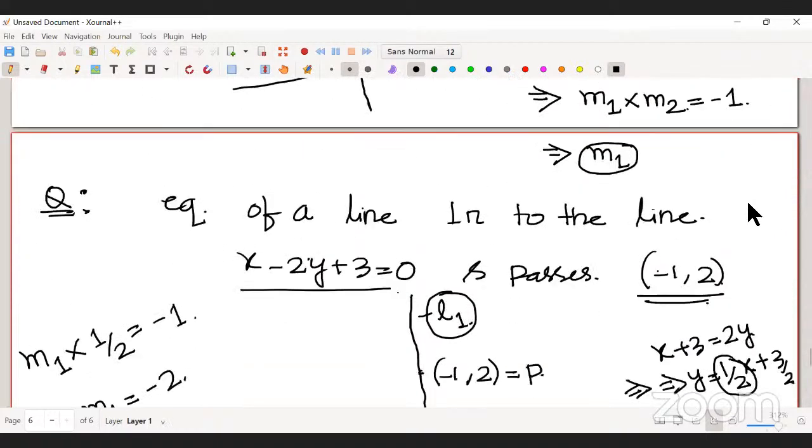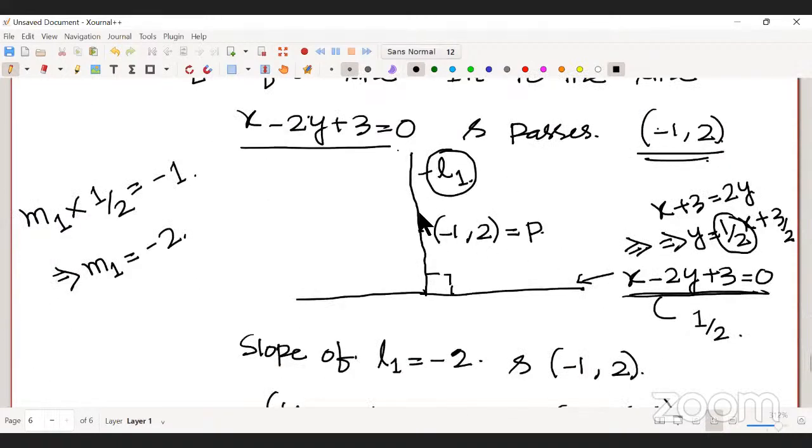So when it is given that one line is perpendicular to some other line and it passes through a point, the main idea is you need to find the slope of the line L1. And you can do it by applying these formulas, because if two lines are perpendicular, then the product of their slopes is minus 1.